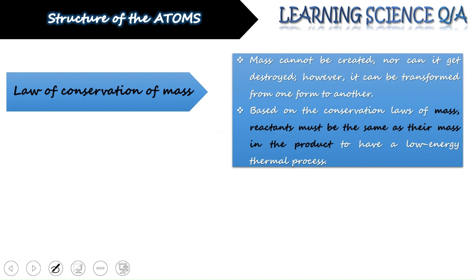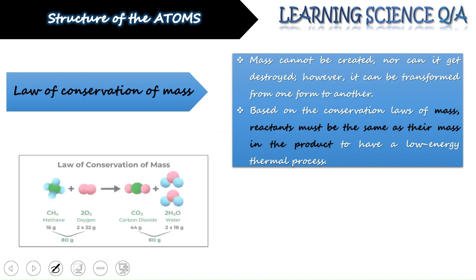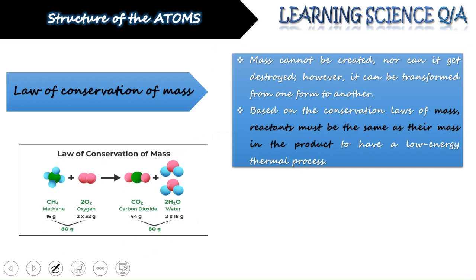It states that mass cannot be created nor can it be destroyed. However, it can be transformed from one form to another. Based on the law of conservation of mass, the mass of the reactants must be the same as the mass of the products. That means, how are we going to apply this during our examination if we are provided with some kind of question? Mass of reactant must be the same as the mass of product.